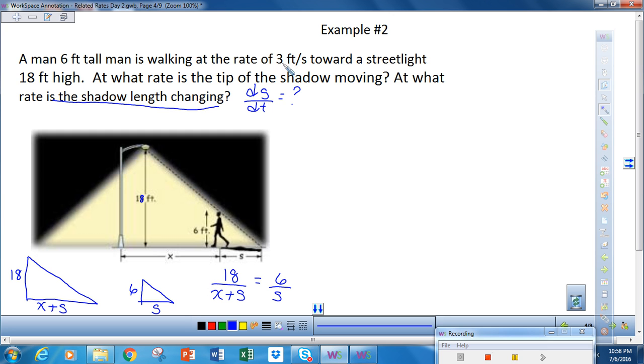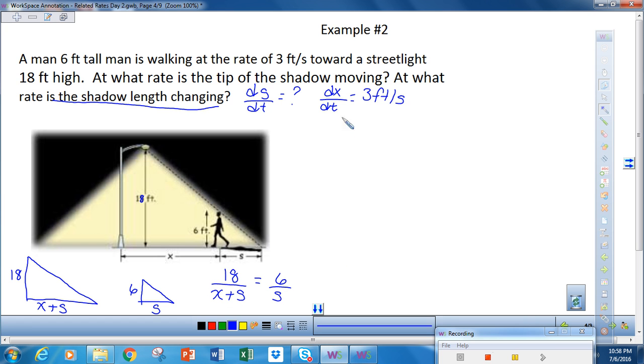The man is walking 3 feet per second toward the street light, so that represents dx/dt. That represents the distance he's going toward the street light. So we know that dx/dt is equal to 3 feet per second, and we're trying to find ds/dt.